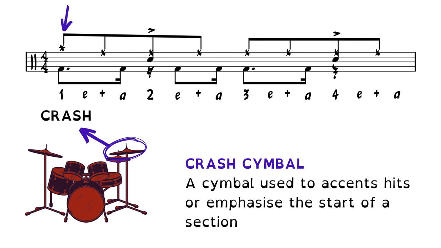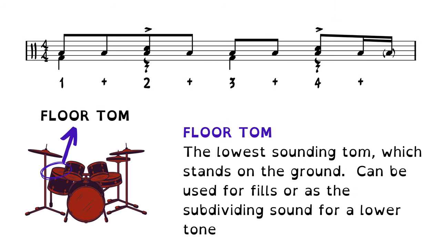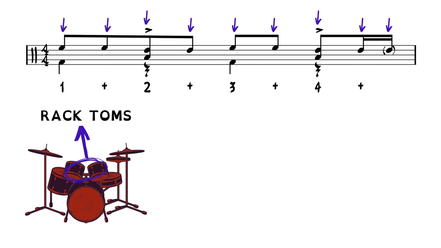And then we have toms. These are great for creating fills to lead us into the start of the next bar. We could also use toms as a subdividing instrument if you want a heavier sound. At the moment, you are hearing the floor tom, which is the lowest tom, and it stands on the ground. But there are also rack toms, which are usually connected to the kick drum, and they sound higher.